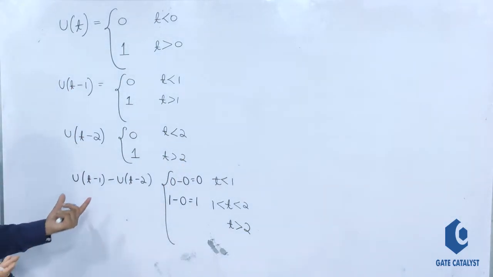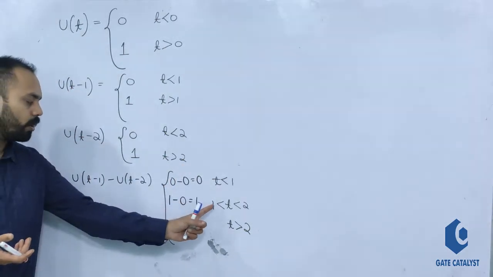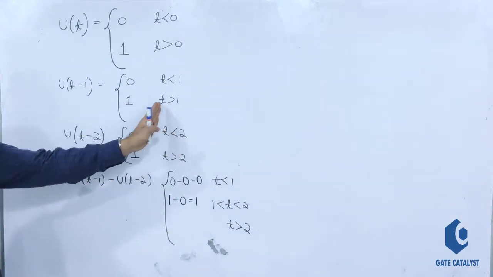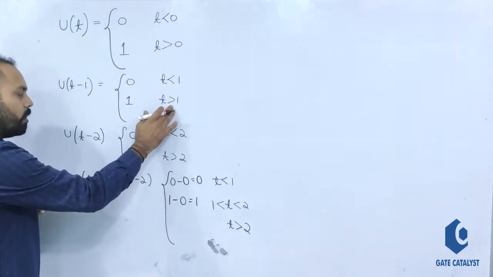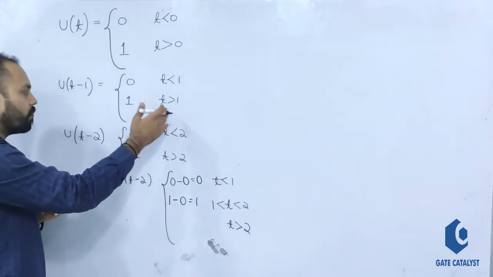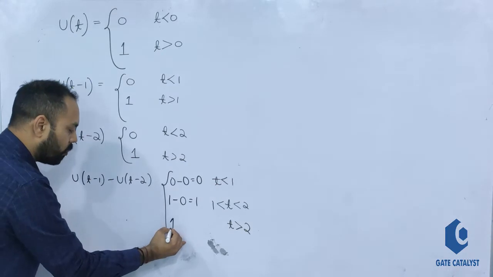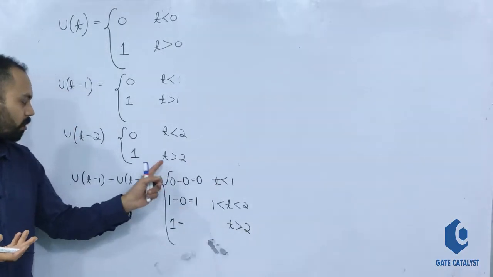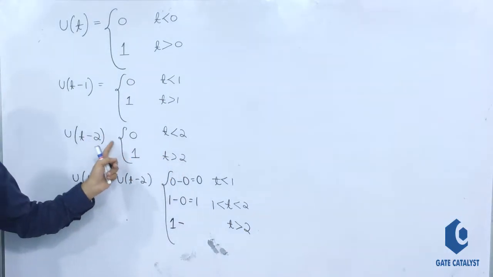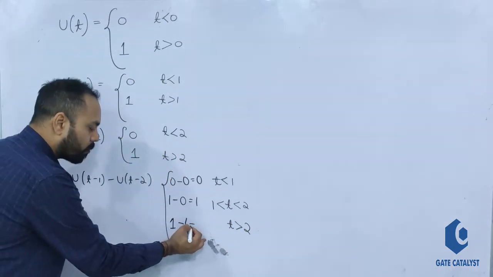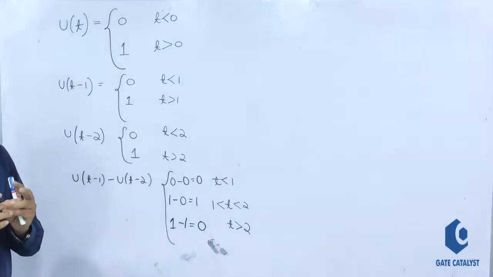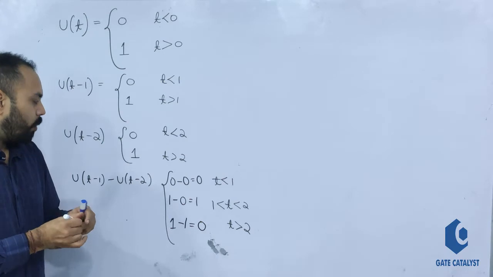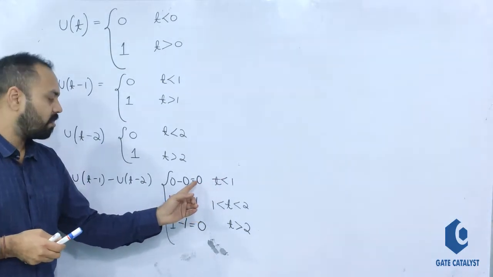So just find the values of u(t-1) and u(t-2) in the following intervals. For t greater than 2, what is the value of u(t-1)? 1, right? For t greater than 1, it is 1. So for t greater than 2 also, the value must be equal to 1. What is the value of u(t-2) for t greater than 2? It is also 1. What is 1 minus 1? So at this point, I am getting a very interesting result. See this. When time is less than 1, the answer is 0.